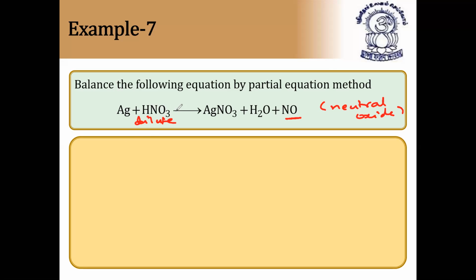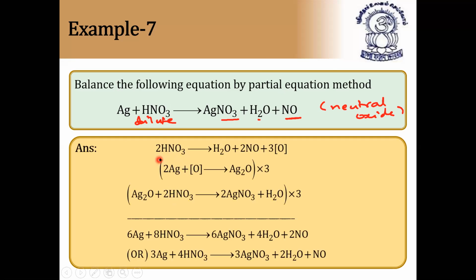So silver on reaction with dilute acid forms silver nitrate along with water plus nitric oxide. So neutral nitric oxide, that is nitrogen oxide. Let us see the balancing now. So 2 moles of nitric acid. This skeletal equation only we have to remember, then only you can get the answer. So 2 moles of nitric acid decompose to form water, nitrogen oxide plus 3 moles of nascent oxygen. These 3 moles of nascent oxygen attack what? Silver, because silver is the main reactant. So it attacks silver and forms silver oxide. This silver oxide further combines with nitric acid and forms silver nitrate plus water.